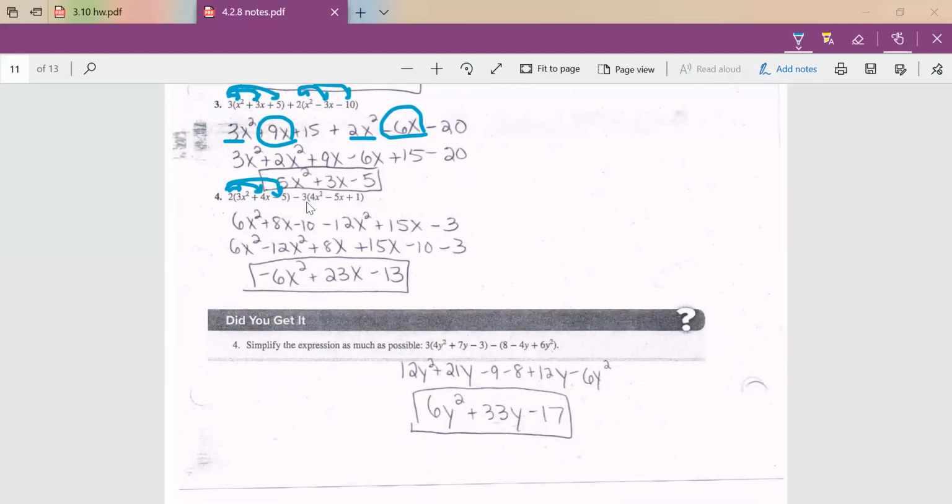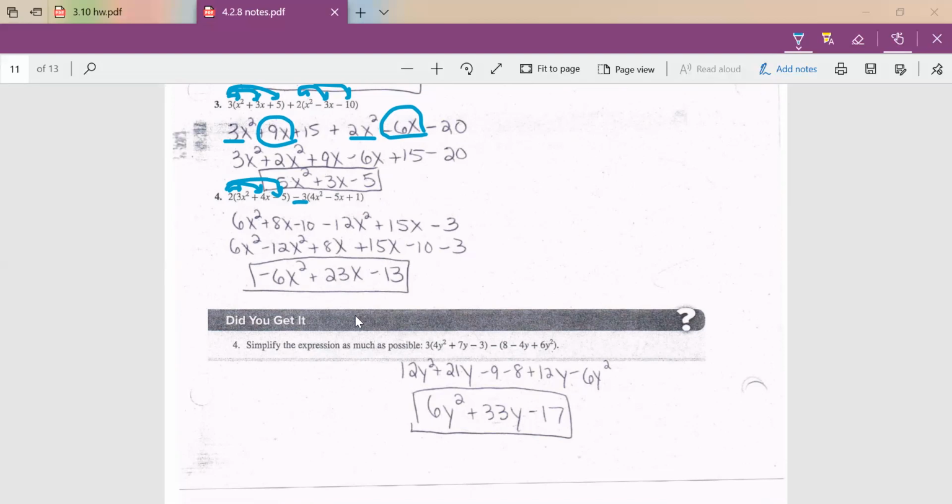But here, I'm not just distributing a 3, I'm distributing a negative 3. So negative 3 times 4x squared is negative 12x squared. Negative 3 times negative 5x is 15x. And negative 3 times 1 is negative 3. And then I rearranged and brought my like terms together. So 6x squared minus 12x squared, they came together. 8x plus 15x came here. And then negative 10 and negative 3 came together to give me this final answer.